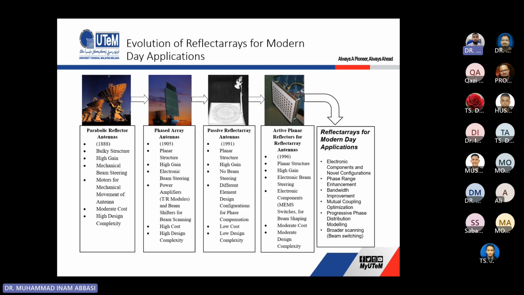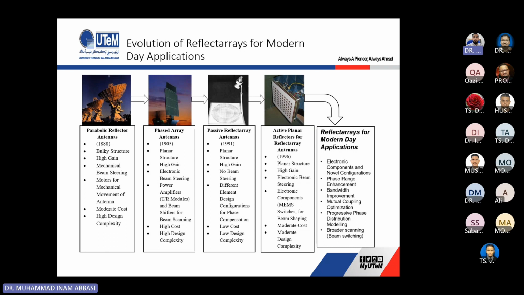The problem with them is they use mechanical beam steering. When we want to do beam steering for applications like radio astronomy or extraterrestrial communication, we have to do the mechanical rotation of the whole structure. That becomes very tedious because we need to rotate this whole bulky structure. They were low cost or moderate cost, and they have some design complexity when it comes to beam steering.